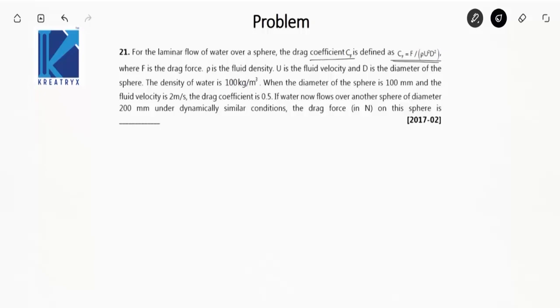For the laminar flow of water over a sphere, the drag coefficient Cf is defined as, some equation is given, where F is the drag force, underline this, rho is the fluid density, okay, not the sphere density, U is the fluid velocity, D is the diameter of the sphere. The density of water is 100 kilogram per meter cube. This must be 1000 kilogram per meter cube. When the diameter of the sphere is 100 mm and the fluid velocity is 2 meter per second, the drag coefficient is 0.5. This is given. Okay, pretty simple to understand. If water now flows over another sphere of diameter 200 mm under dynamically similar conditions.